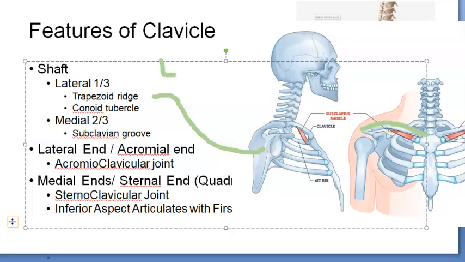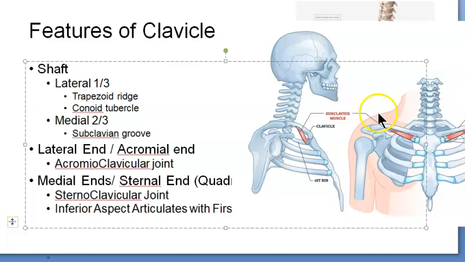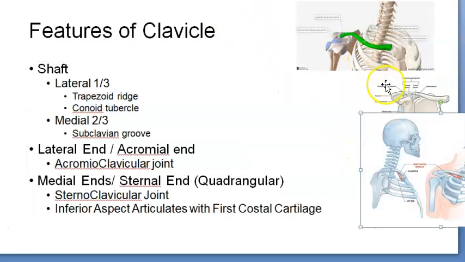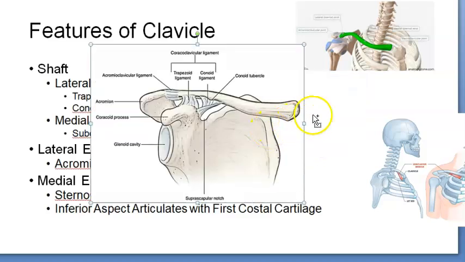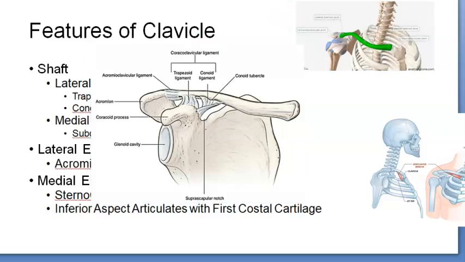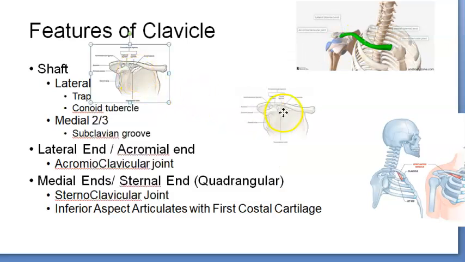So what do you have here? Lateral 1/3 like this, right? Lateral 1/3 and medial 2/3 you have, right? And the inferior aspect of the lateral 1/3 has a trapezoid ridge and a conoid tubercle. I'll show you that. So here in the inferior aspect of the lateral 1/3 of the shaft of clavicle, you have the trapezoid ridge and the conoid tubercle. Okay. These are the features you should know.